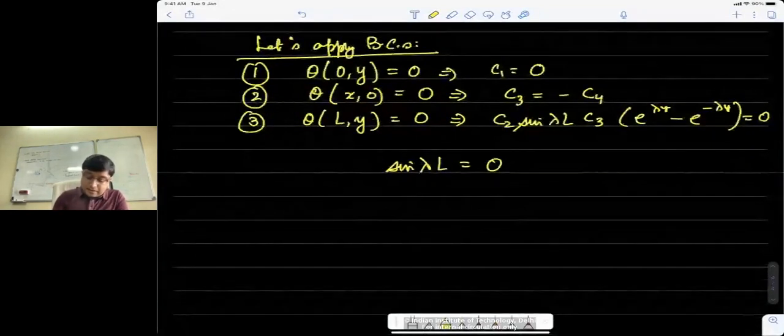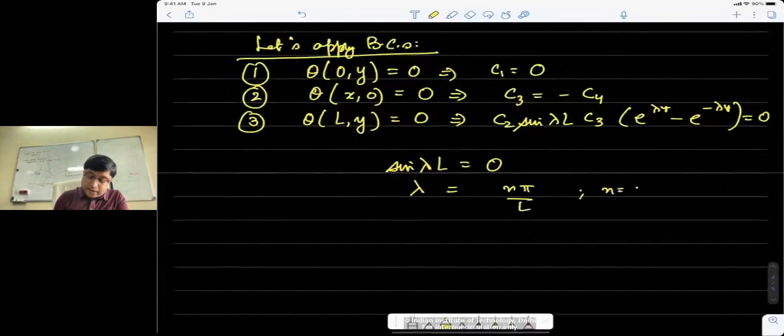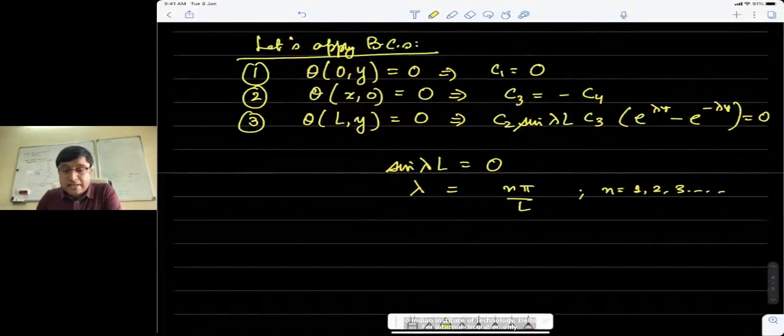And that means that lambda should be n pi by L, where n takes on integer values, because that is the argument for sine to be going to 0. Now, I hope this is clear. Is this okay? I didn't even interrupt, but let me stop and ask now. Is this all okay so far?